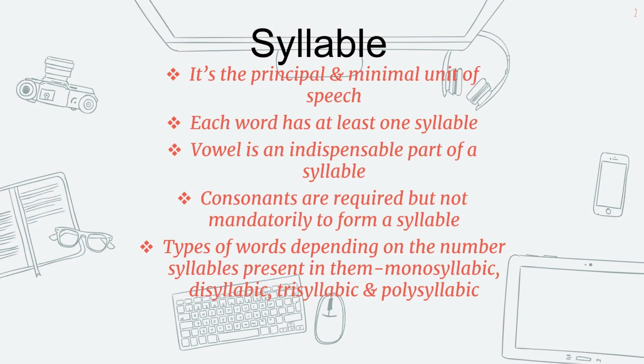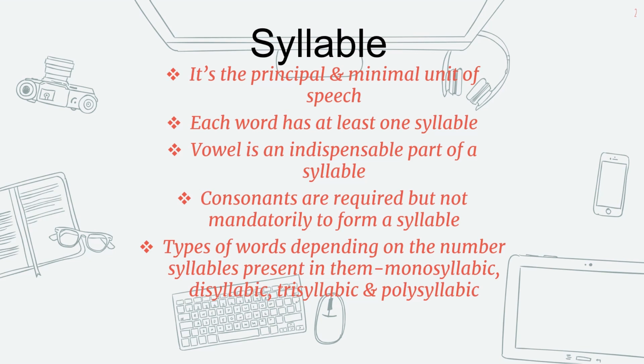Now, before moving to stress, let's try to understand what a syllable is. A syllable happens to be the most fundamental unit or part of our speech. That means whenever we inhale or exhale in order to produce speech, with each breath we produce a syllable. And in English, each word must have at least one syllable. Without at least one single syllable, any English word cannot be complete.